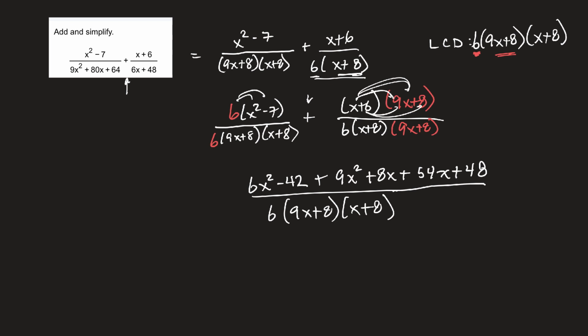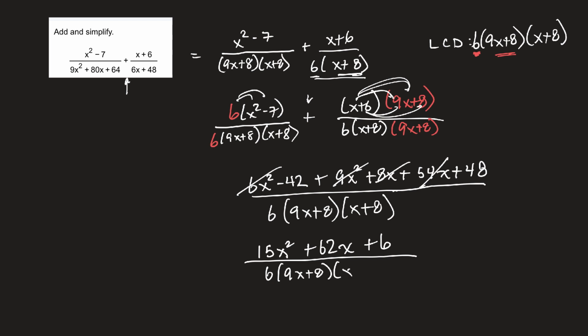Last thing to do would be to collect like terms on the top. So it'd be 15x squared, 8 and 54, that'd be 62, plus 62x, and then minus 42 plus 48 would be plus 6, all over my lowest common denominator. And the denominator, I would always just leave in the factored form like that.